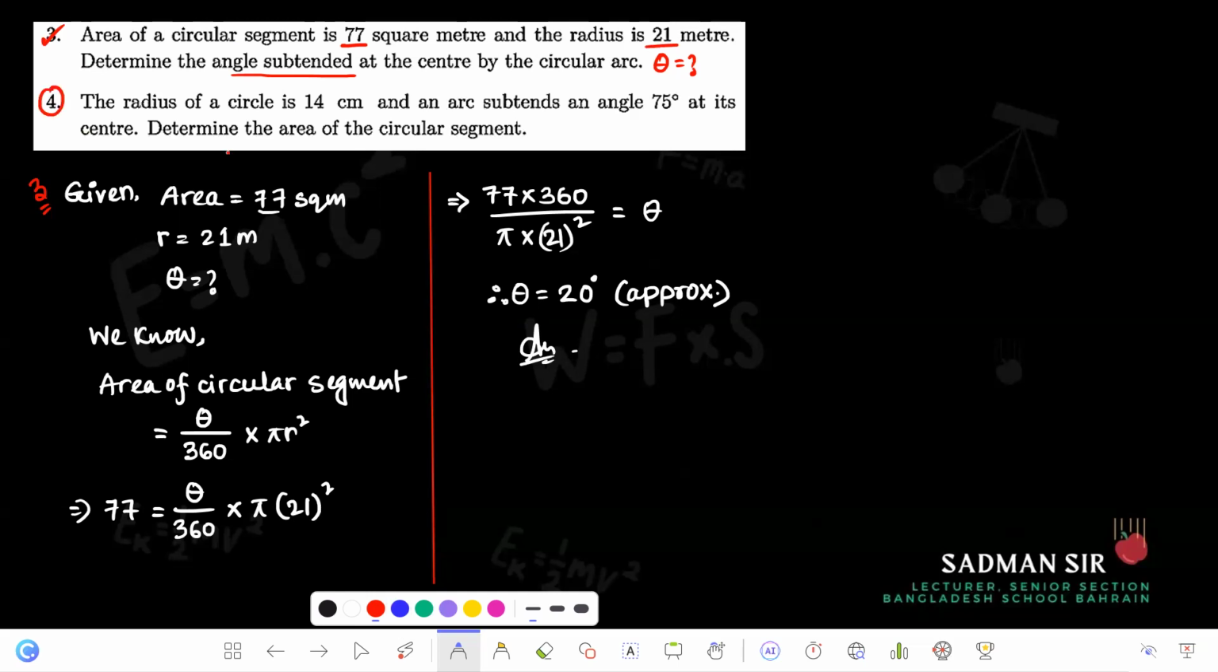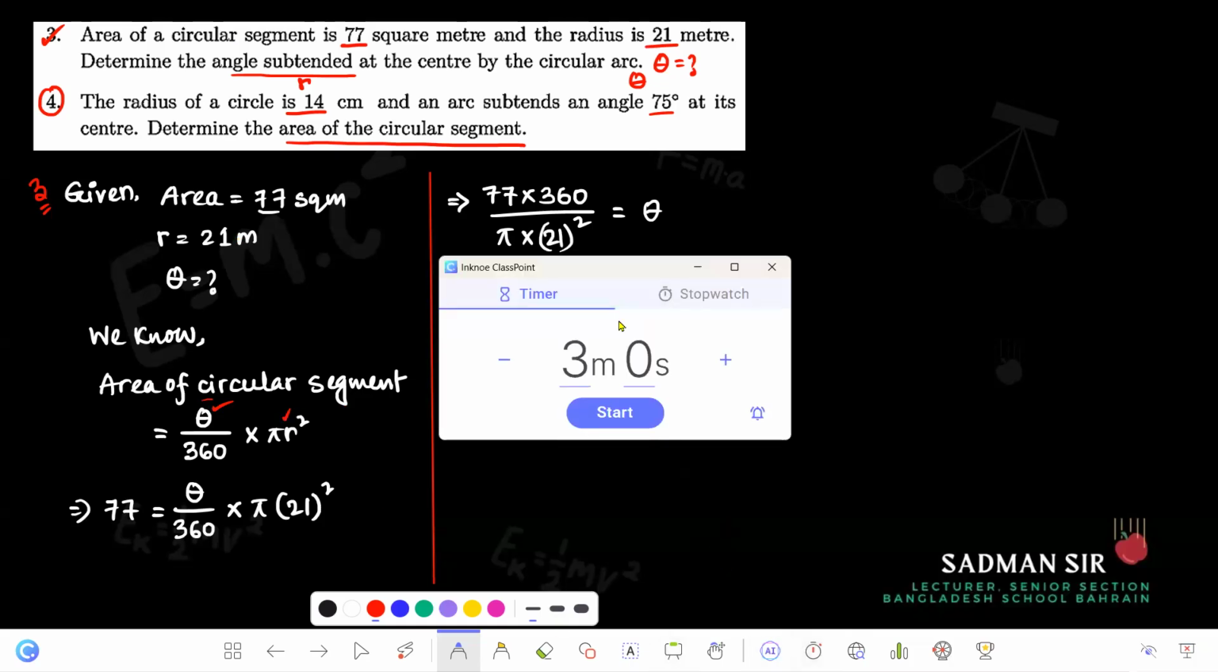Now question number 4. Take a look at it and let me know if I need to do it or not. So you do it, see which number you can do. The radius is given, which is r, and the angle theta is given. If theta is given, we can find anything, so we have to find the area of the circular segment. We will use the same formula. Put the value in place of theta and the value in place of r. I will give you 2 minutes to complete it. Do it now.